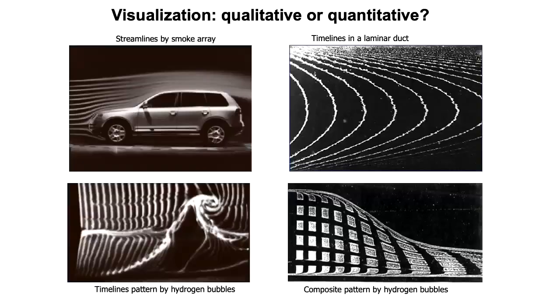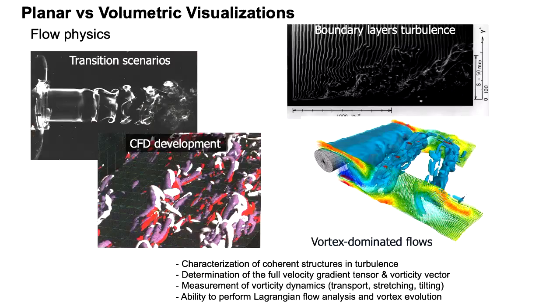Okay, let's move to visualization. We have seen a number of visualizations yesterday, but I will move on to quantitative. The beauty of visualization is that at a glance, it gives you the full pattern of the flow. This can be done with smoke lines, with timelines, with hydrogen bubbles. If you are an artist in the field, you can play with spatial intermittency and temporal intermittency and produce very nice patterns. All goes well until turbulence kicks in.